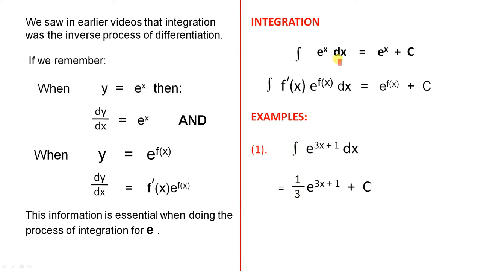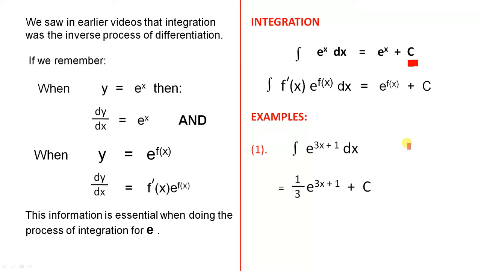The integral of e to the x dx equals e to the x plus c. The reason we have the c here is that it's an indefinite integral, so we have to add the constant. And the same, the integral of f dash x, e to the f(x) dx equals e to the f(x) plus c. So let's look at some examples where we use these rules.